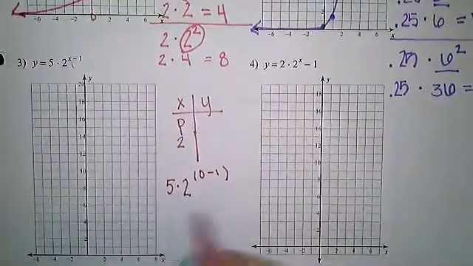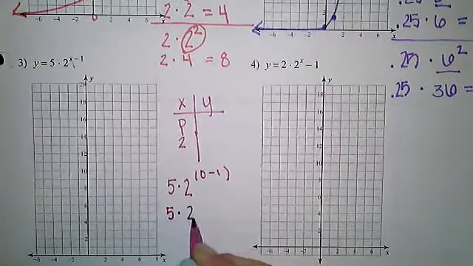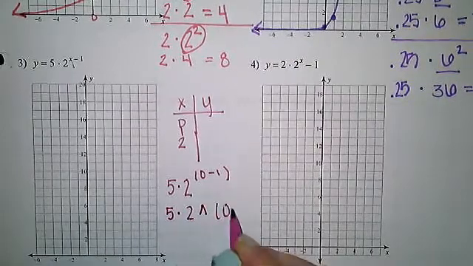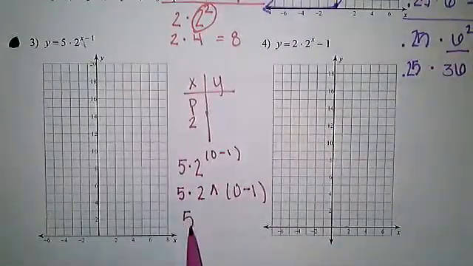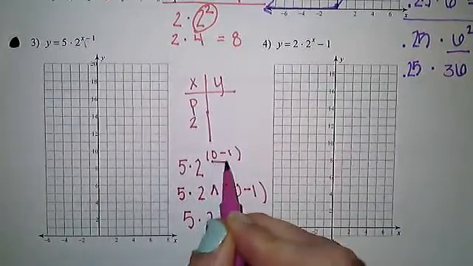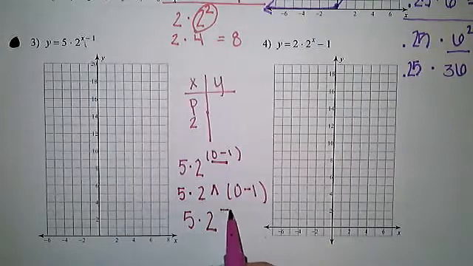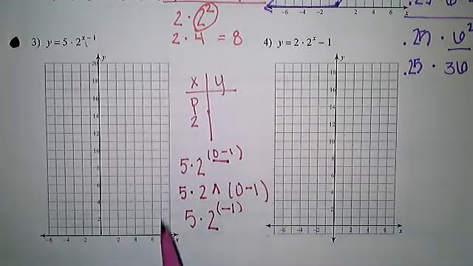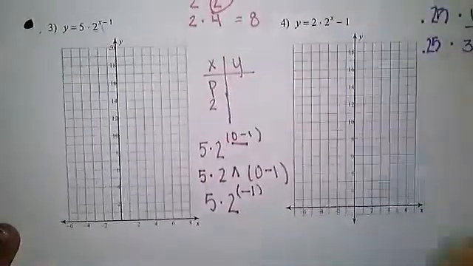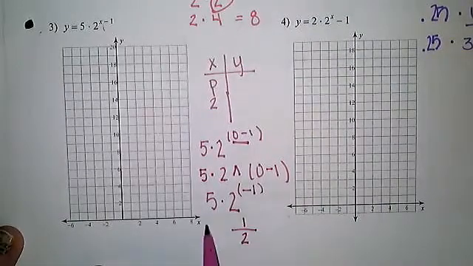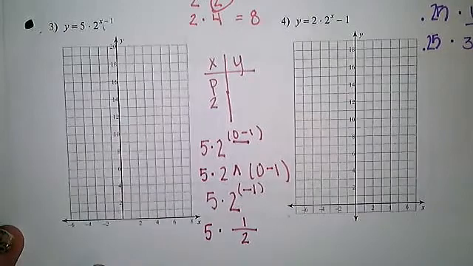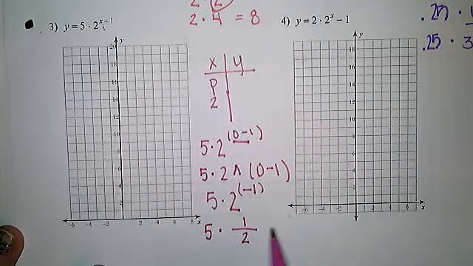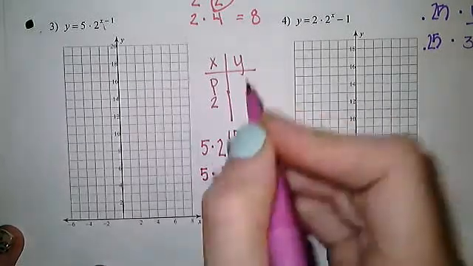If you're using your calculator, you would type this in: 5 times 2 with the little arrow, parentheses 0 minus 1. I'm going to use PEMDAS here. So I'm going to do 5 times 2, and then I'm going to do parentheses first. 0 minus 1 is -1. 2 to the -1, which if I was doing in my calculator, I would use parentheses, is 1/2, or 0.5. And 5 times 1/2 is 2.5.